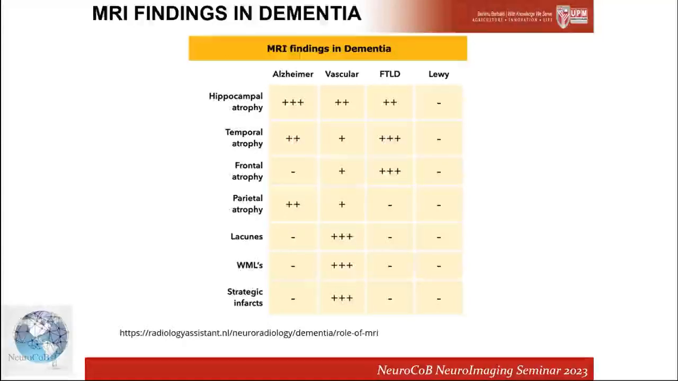For example, vascular dementia is the second most common after Alzheimer. So we see here the lacunar infarcts are more marked in vascular dementia, and also the white matter changes. And also the strategic infarcts are only present in vascular dementia, but not in other types of dementia.